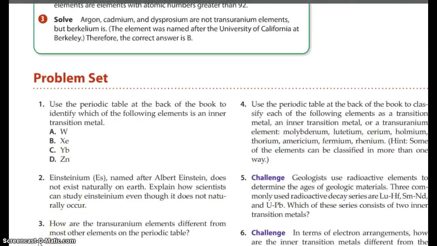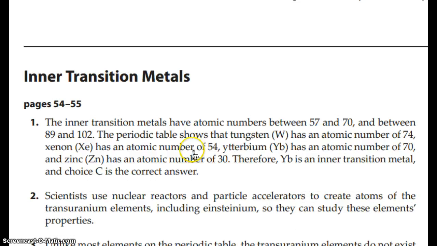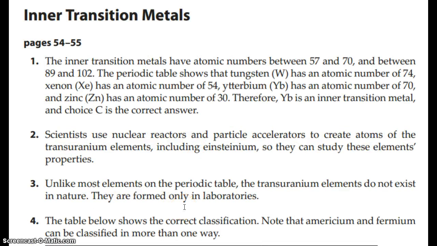And how are the transuranium elements different from most other elements on the periodic table? Answer is, unlike most elements on the periodic table, the transuranium elements do not exist in nature. They are formed in laboratories, so they are man-made.